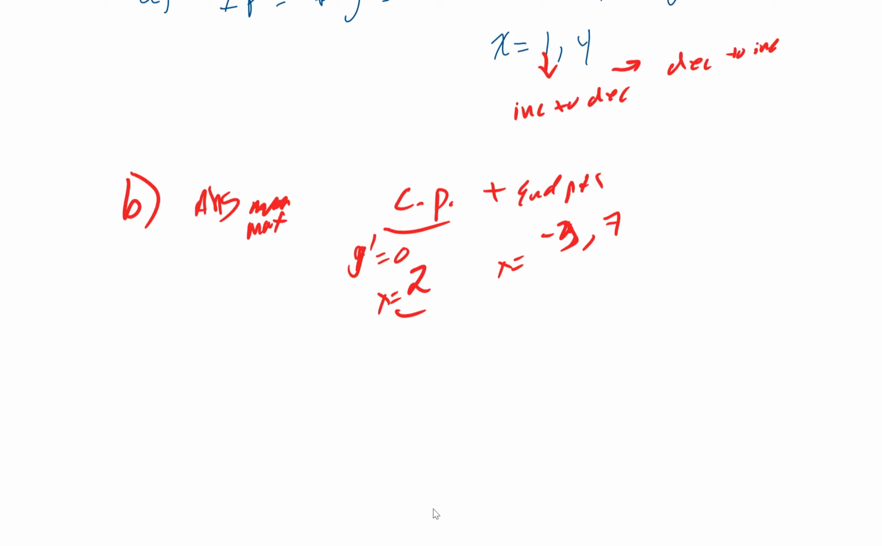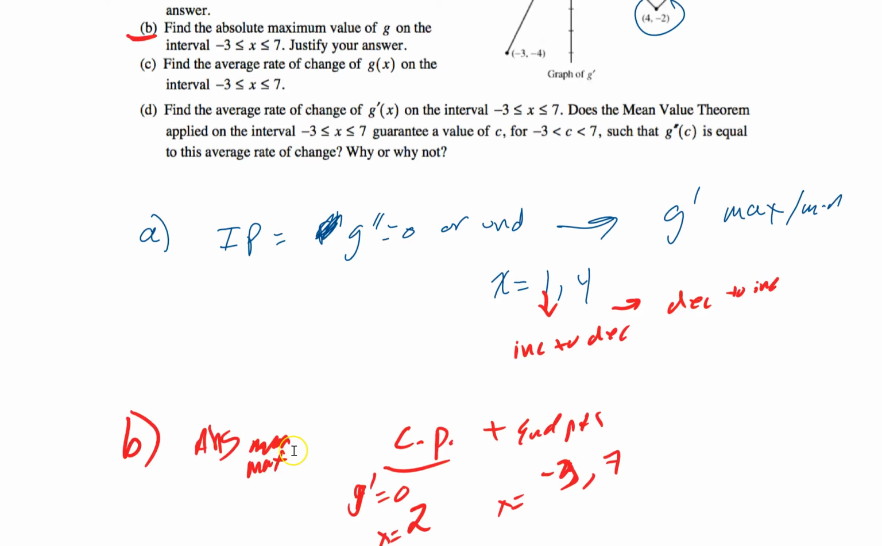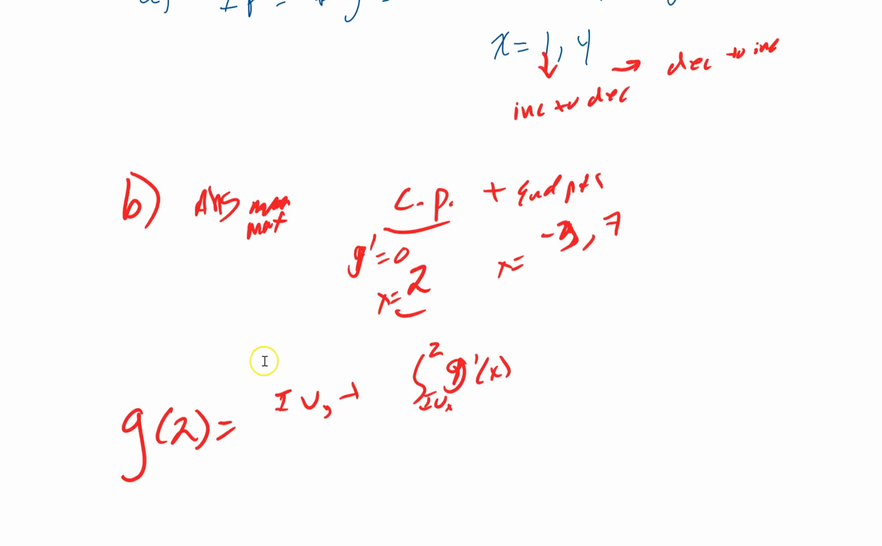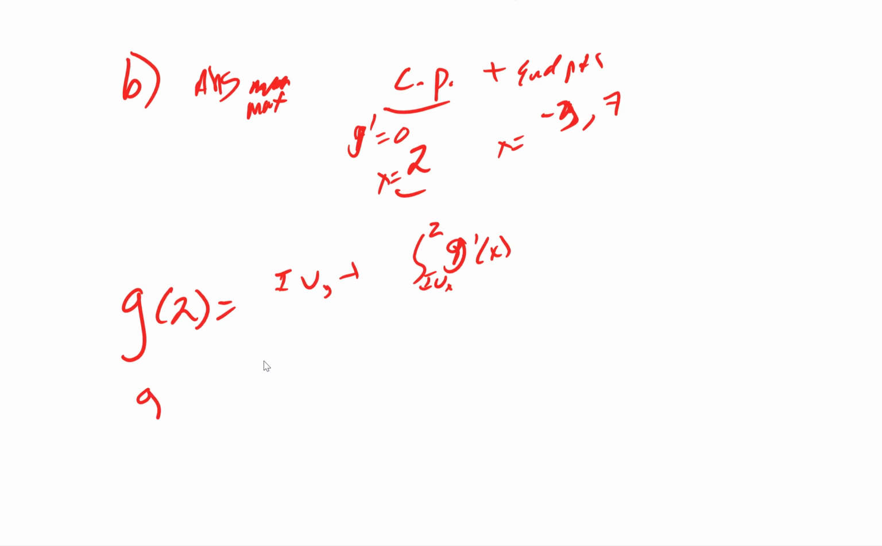Remember the way we check these things? You go back to the original equation. So if I want to find g of 2, it's the initial value plus the integral of g prime. In this case, my initial value was g of 2 equals 5. So g of 2 equals 5 plus the integral from 2 to 2 of g prime of x. This is just 0, so I just get 5. They also just told you g of 2 equals 5, but whatever.